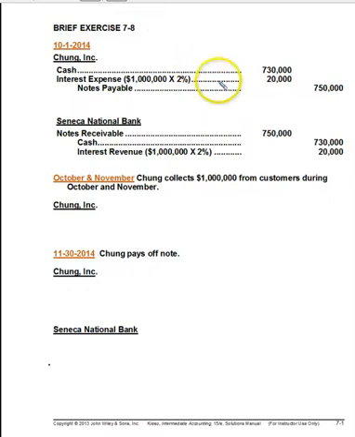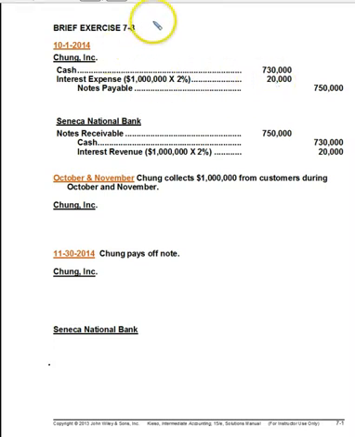Now, in order to do that, on the day that they borrow the money, the bank is going to charge them a fee for this. And in your brief exercise 8, it tells you that it's a 2% financing fee. Now, the interesting thing is they're only borrowing $750,000, but the fee the bank charges them is based on the collateral of the accounts receivable. So 2% of the $1 million, and that gets charged as an interest expense.